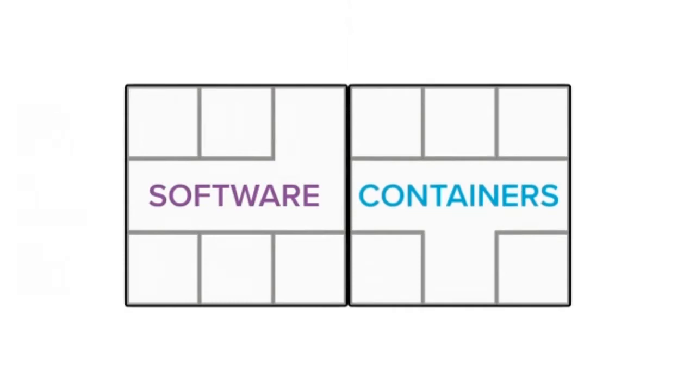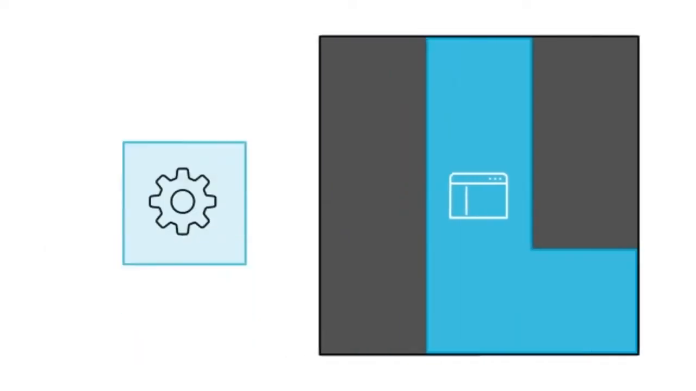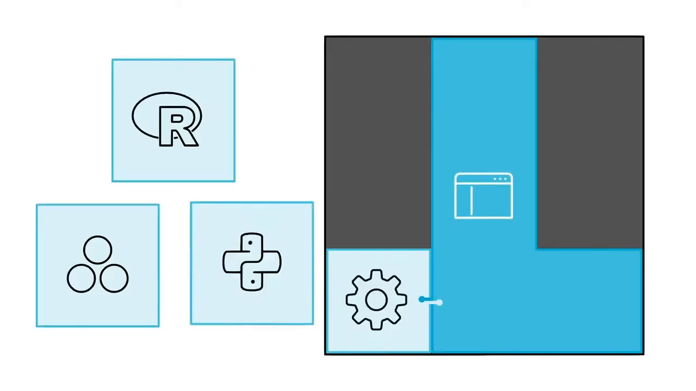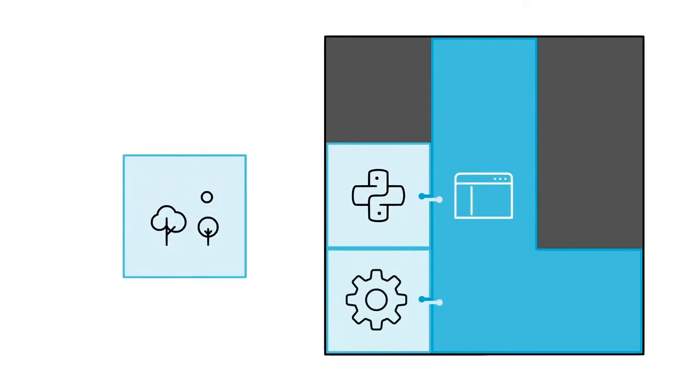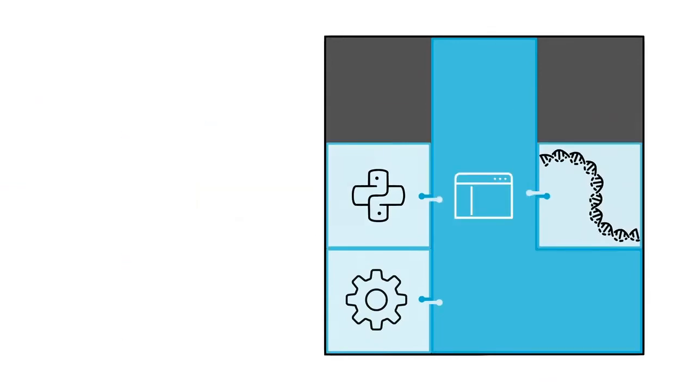What are software containers? Containers are packaged software instructions. They include everything needed to run a program independently of the computer system. Depending on the program, that might include system settings, the programming language it's written in, or code for specific tasks like image processing or genome assembly.